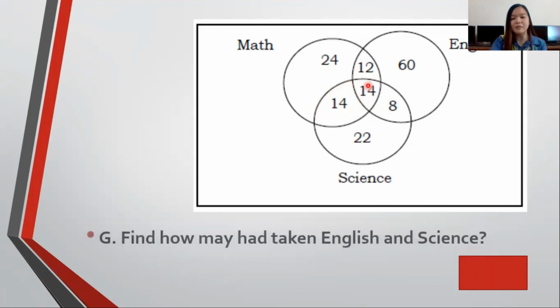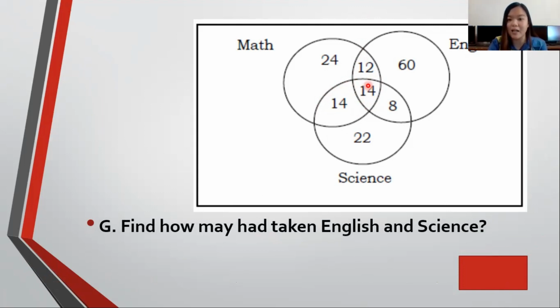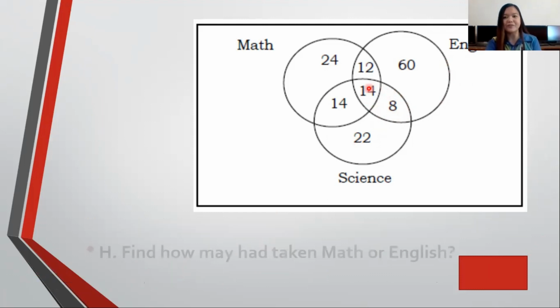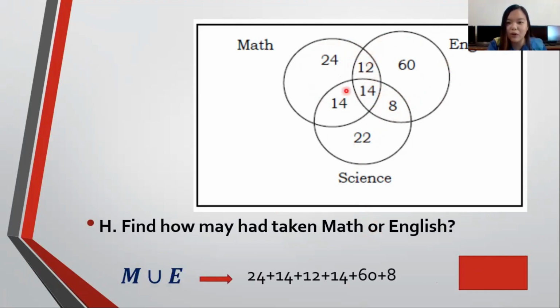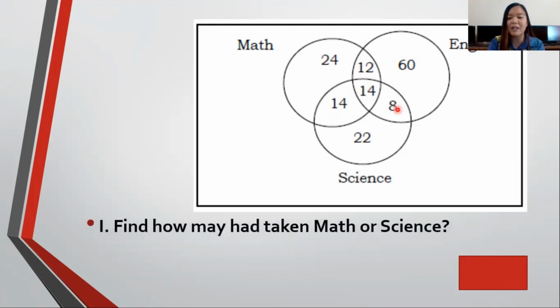Next. Find how many had taken English and science. Again, E intersection S, itong dalawang to. So, dito yung intersection nila. So, your solution is 14 plus 8 and your answer is 22. So, how many had taken math or English? Math or English, meaning to say, when we say or, the union of sets. So, lahat ng nandito sa math at nandun sa English. So, M union E, you have 24 plus 14 plus 12 plus 14 plus 60 plus 8. So, you have 132.